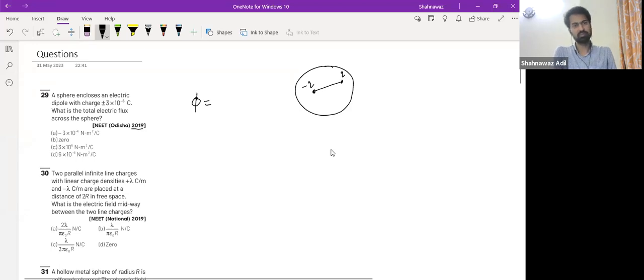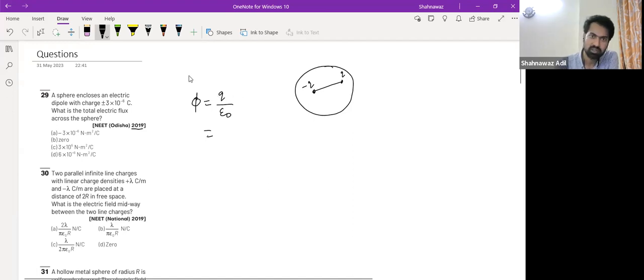Yes, Rabia. Q by epsilon naught. Q enclosed by epsilon naught. And how much is the total charge Q, which is enclosed?